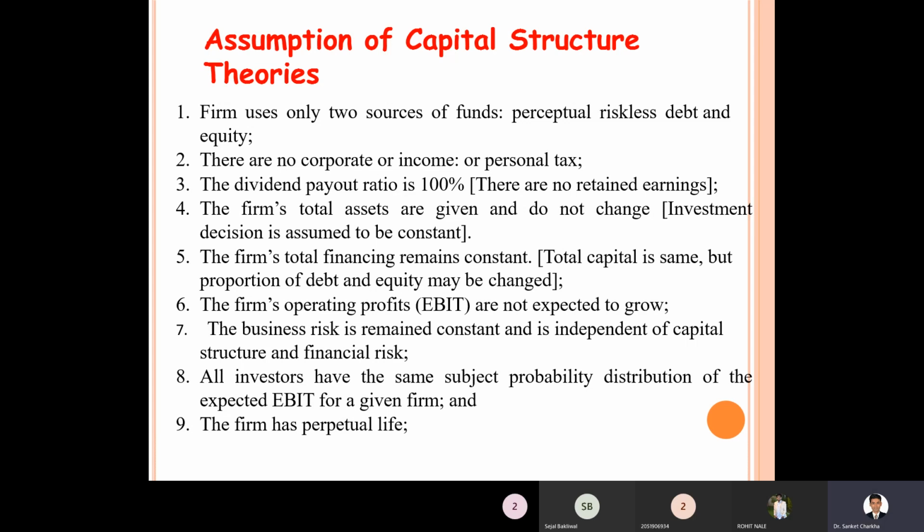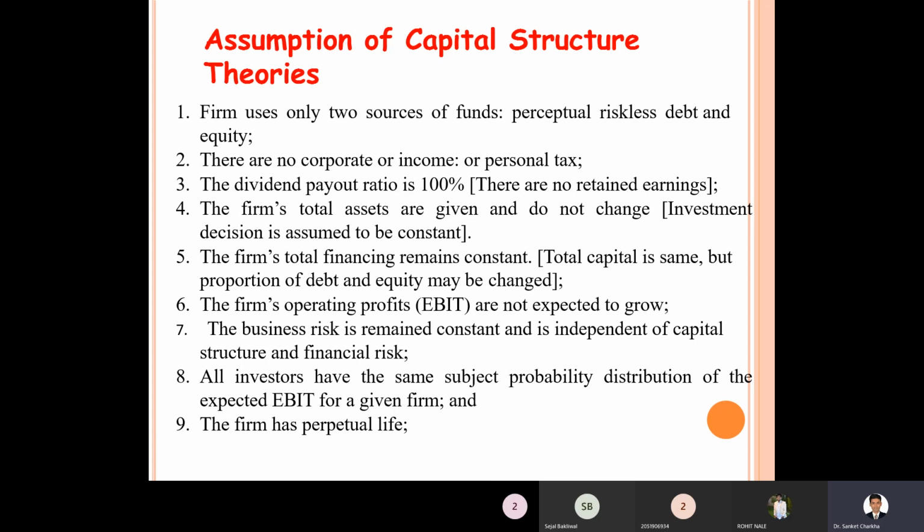The common assumptions with respect to all the capital structure theories are summarized in this slide. The firm uses only two sources of fund, that is perpetual risk debt and equity. This is a basic essential assumption: you have to take into consideration only two sources of fund. There are no other types of sources of fund; only equity and debt are used by the firm.